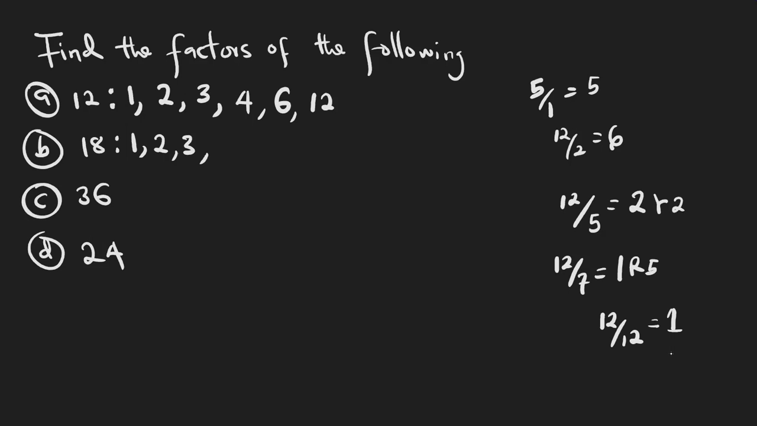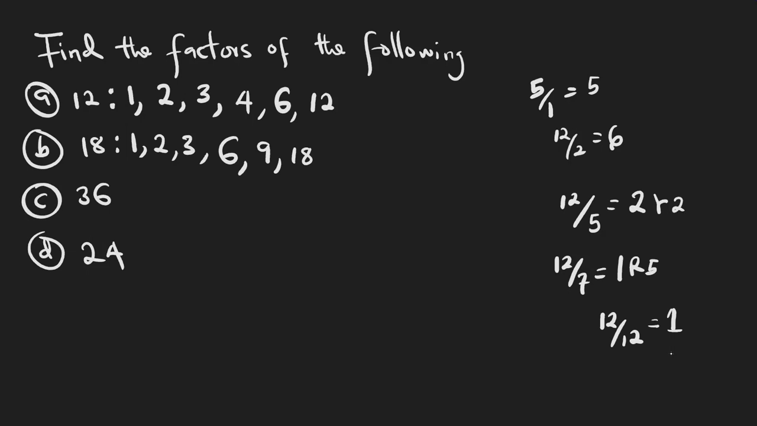The next factor of 18 is 6. Why? 18 divided by 6 is 3. So the next is 9. Why? Because 18 divided by 9 is 2. And lastly, we have 18. 18 divided by 18 is 1.